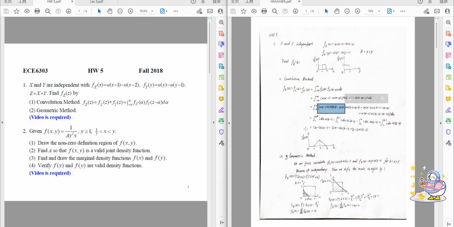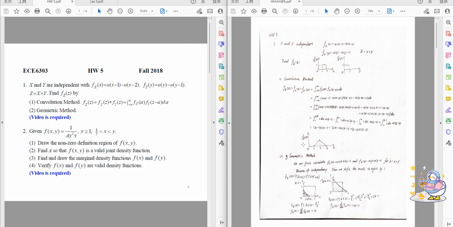So finally, we get the result is this. It is from 1 to 2 and 3. So when we draw it, we can get this triangle.